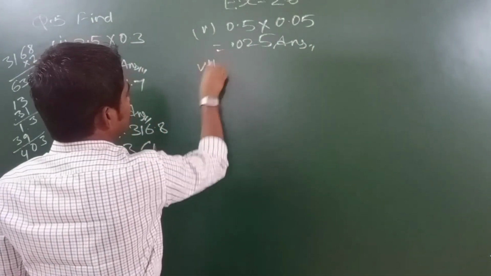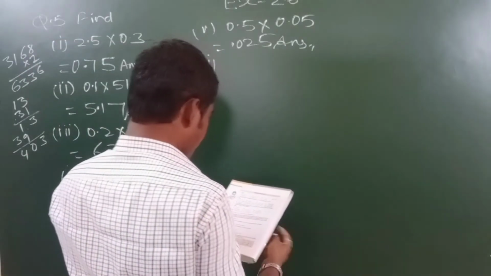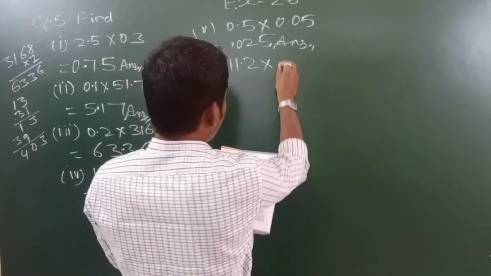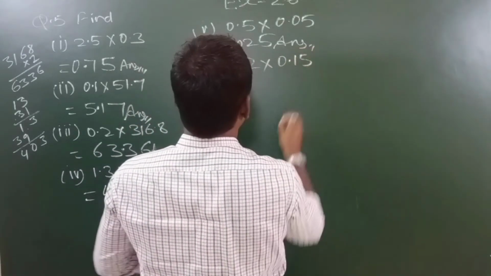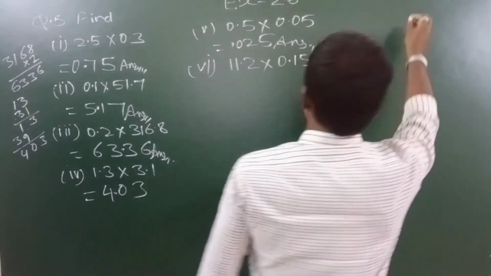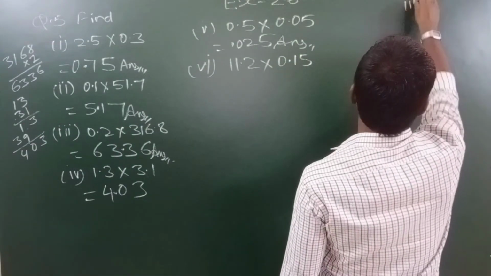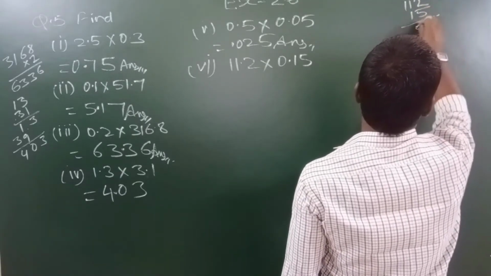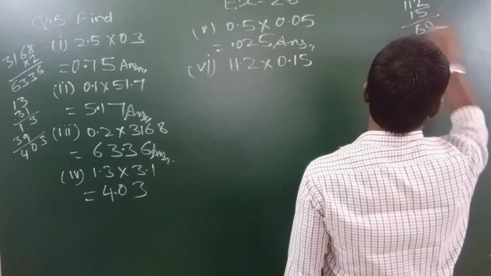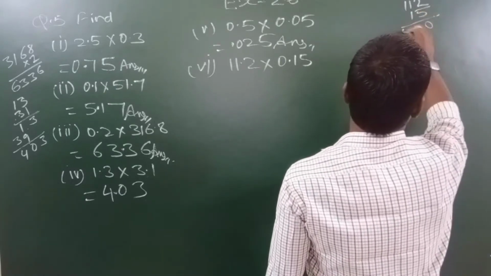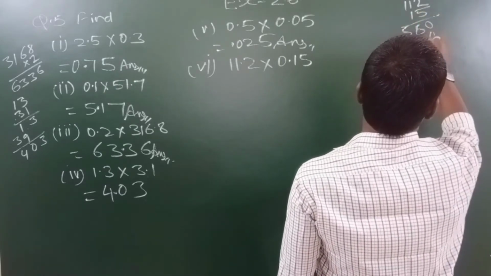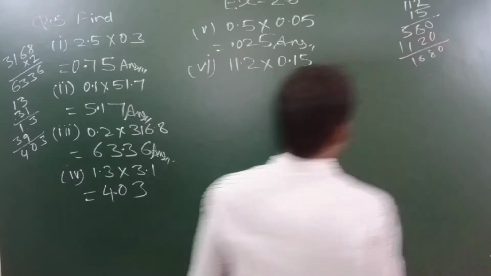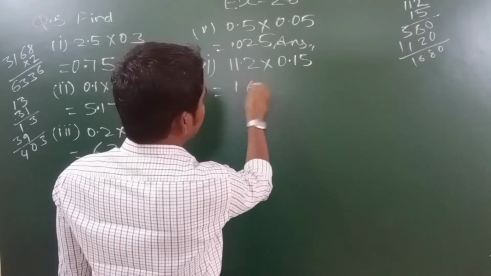Now moving to next segment, segment number 6. 11.2 into how much? 0.15. Okay, now forget that any decimal is there. So 112 multiplied by 15. Okay, so 5 2s are 10, 5 1s are 5, and then 5 1s are 5 plus 1 is 6. Okay, so 5 1 again 5 0, then 2 1 1, okay, 0 8 6 1. So after multiplication you will get 1680.